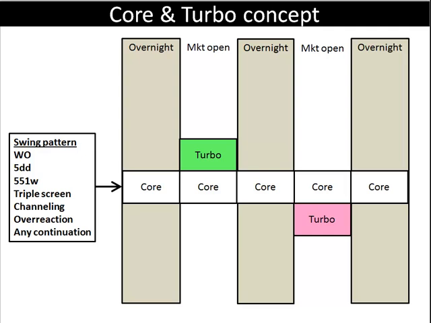Good evening. This is Ken Long from Tortoise Capital Management with a review of the core and turbo concept for swing trade patterns that we trade intraday. So we have half a dozen swing trade patterns listed here: Washout, 5 days down, the 551W, triple screen, channeling, overreaction, and then any continuation pattern off of one of the basic swings.